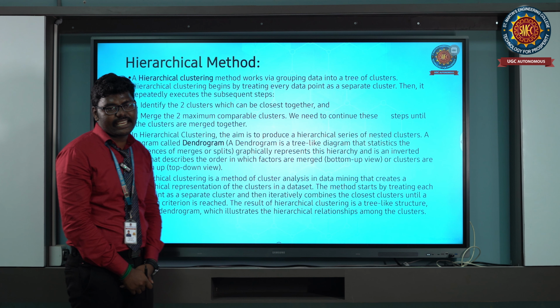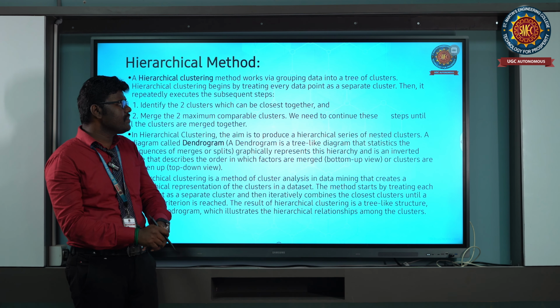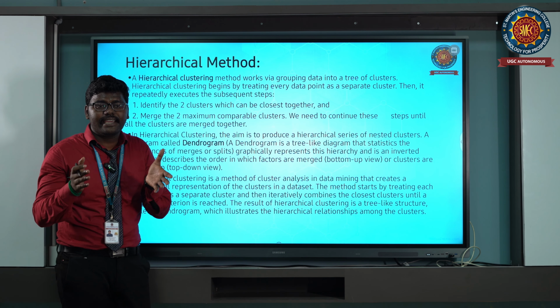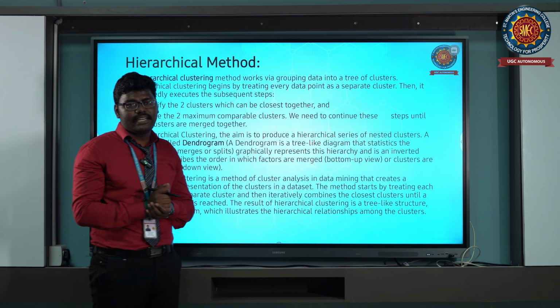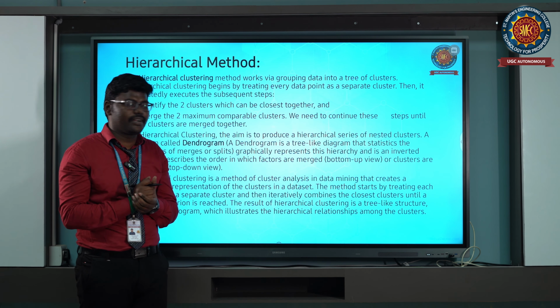Next we can see hierarchical clustering. So what is the hierarchical method? The hierarchical method works by grouping data into a tree of clusters. Here we make the data points into a tree of clusters, a cluster in tree format, right?